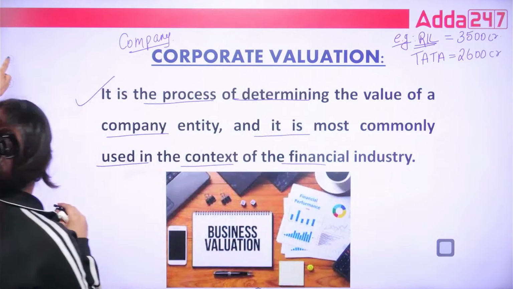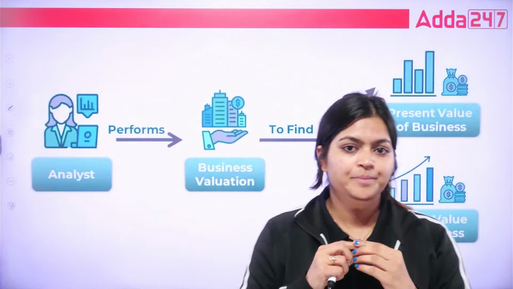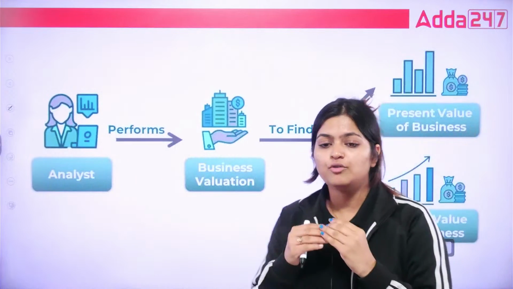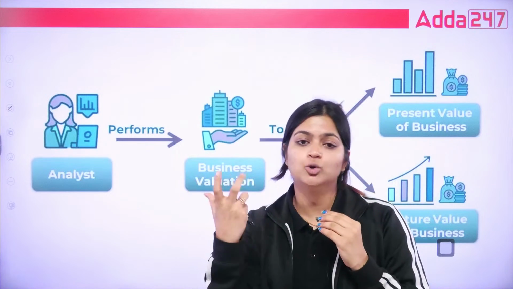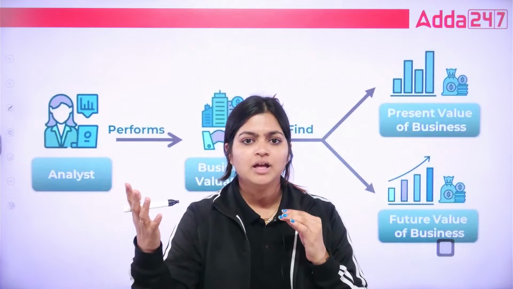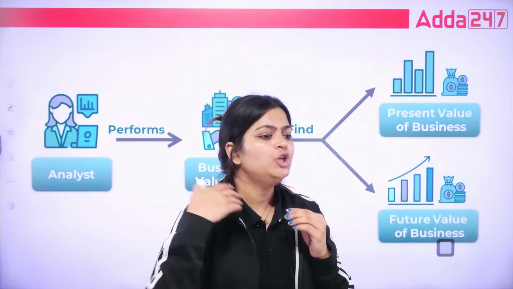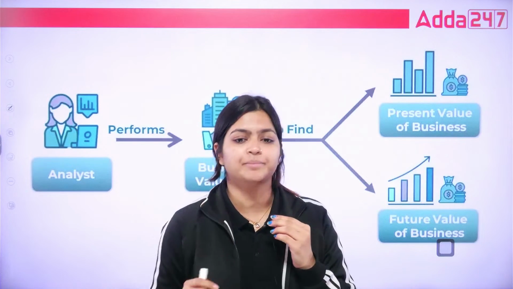Now, next thing you are going to see is the calculation part. Though I said, what is the value of the company, you immediately told me 3500 crore or whatever it is. But how have you calculated it? On what basis are you saying that this is the value of the company?